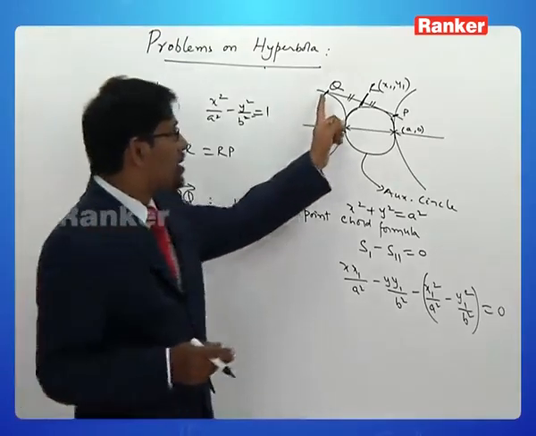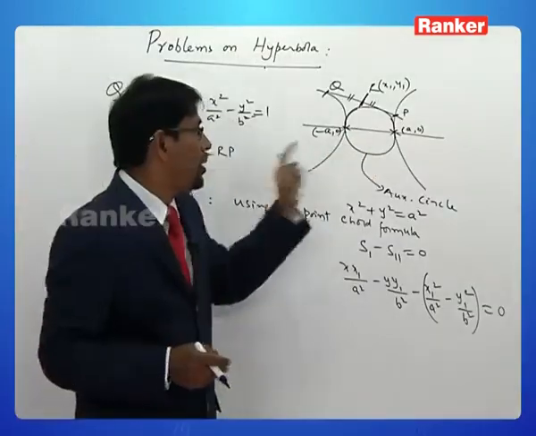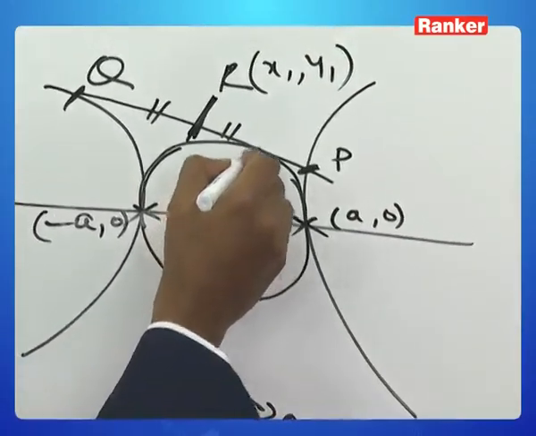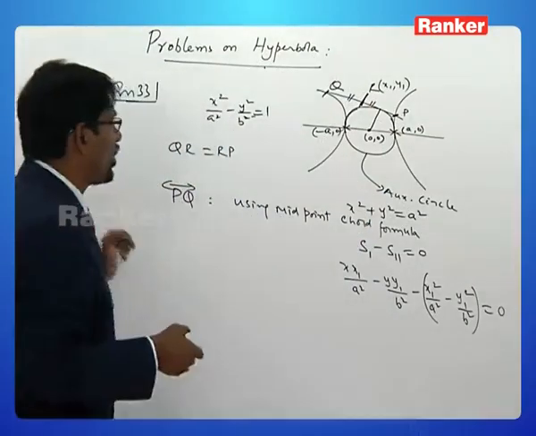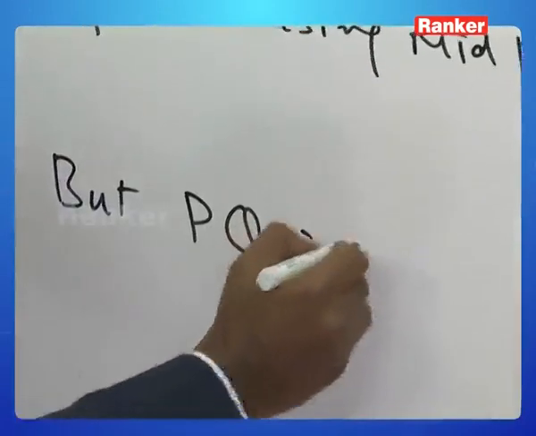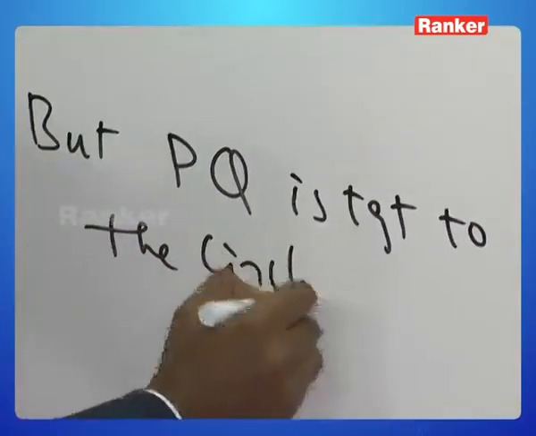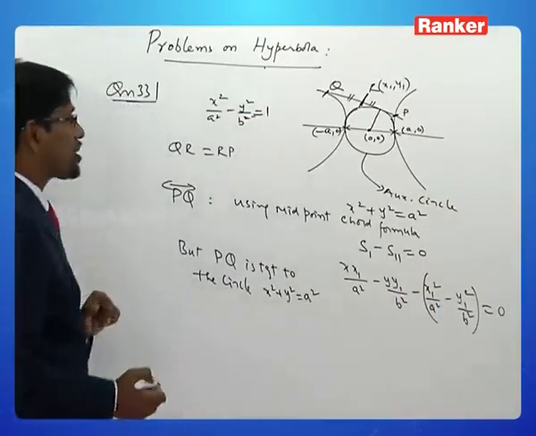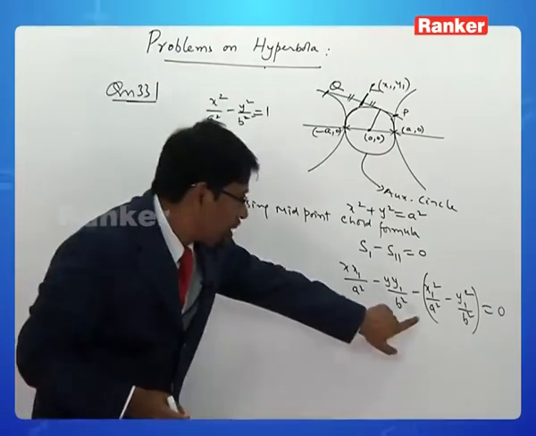But what is this line actually? PQ happens to be tangent to this circle. So let's use the tangency condition. The perpendicular distance from this center, that is origin, to this line must be equal to the radius. So PQ is tangent to the circle x square plus y square is equal to a square. So what is the perpendicular distance from origin to this line?